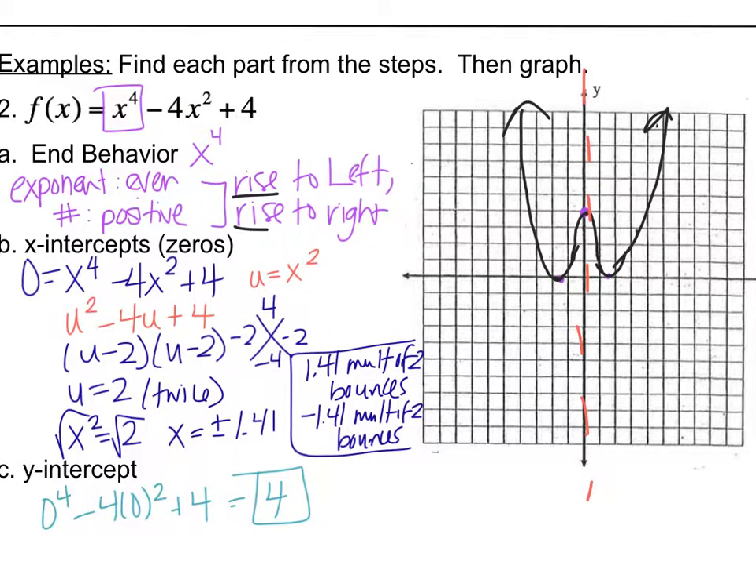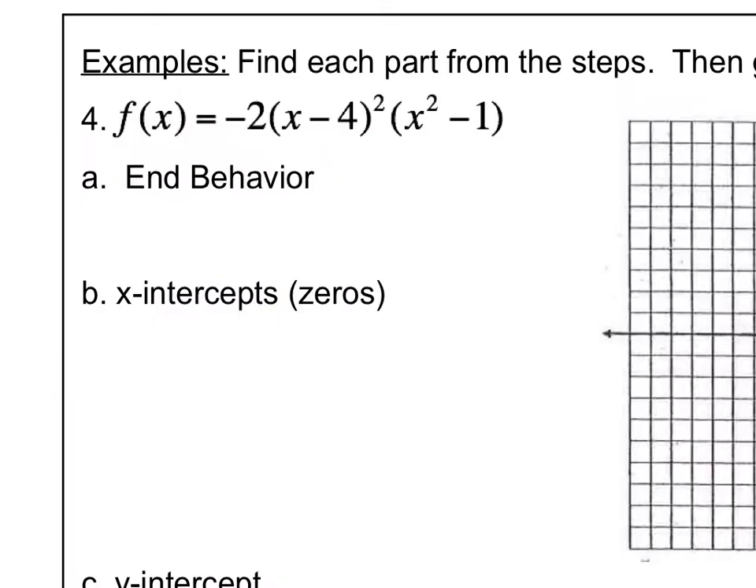I'm going to actually skip 3. I posted that already on Schoology. We're going to look at number 4. Alright, so what's weird with number 4 is it's actually already in factored form, which is going to make some parts of this really easy and other parts of it a little bit more difficult.